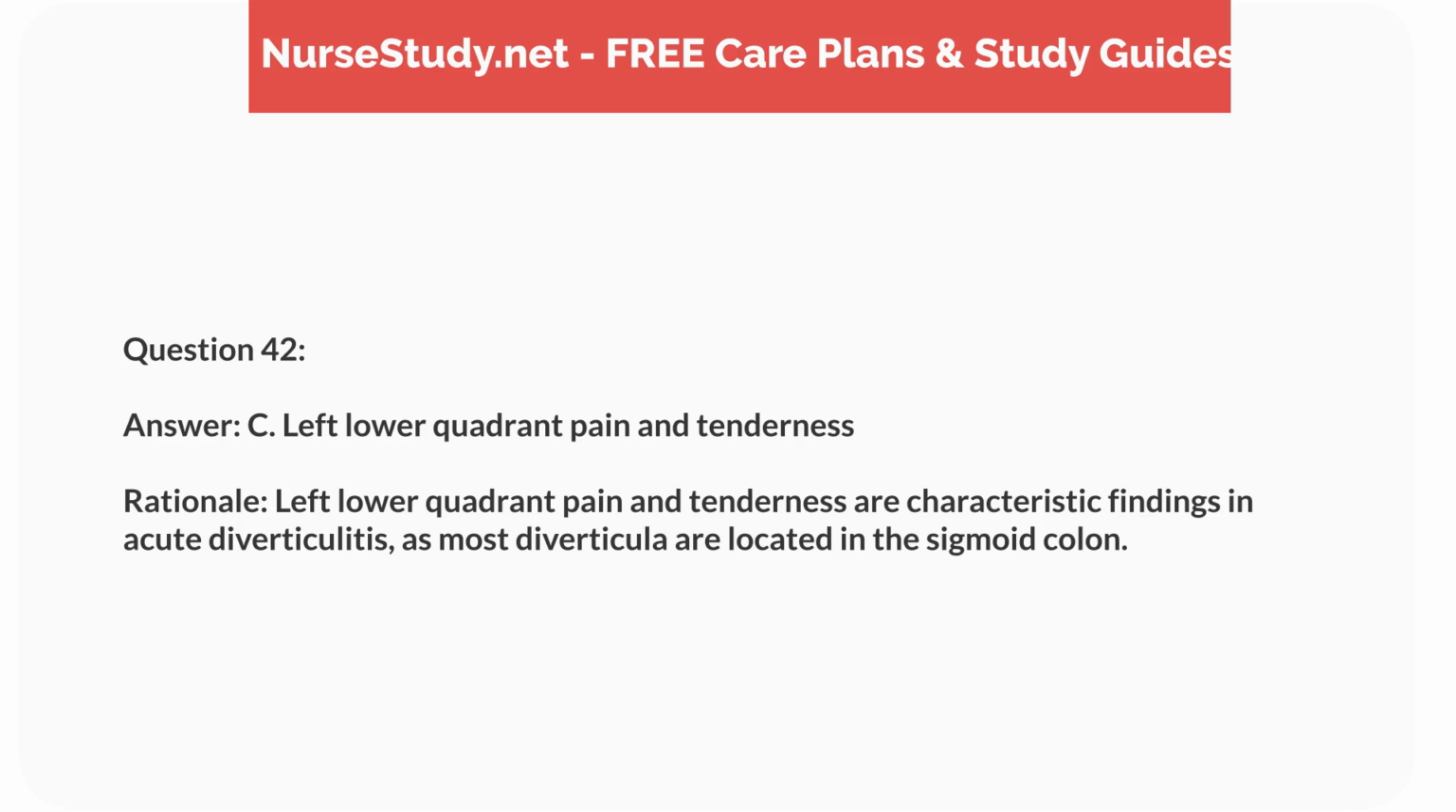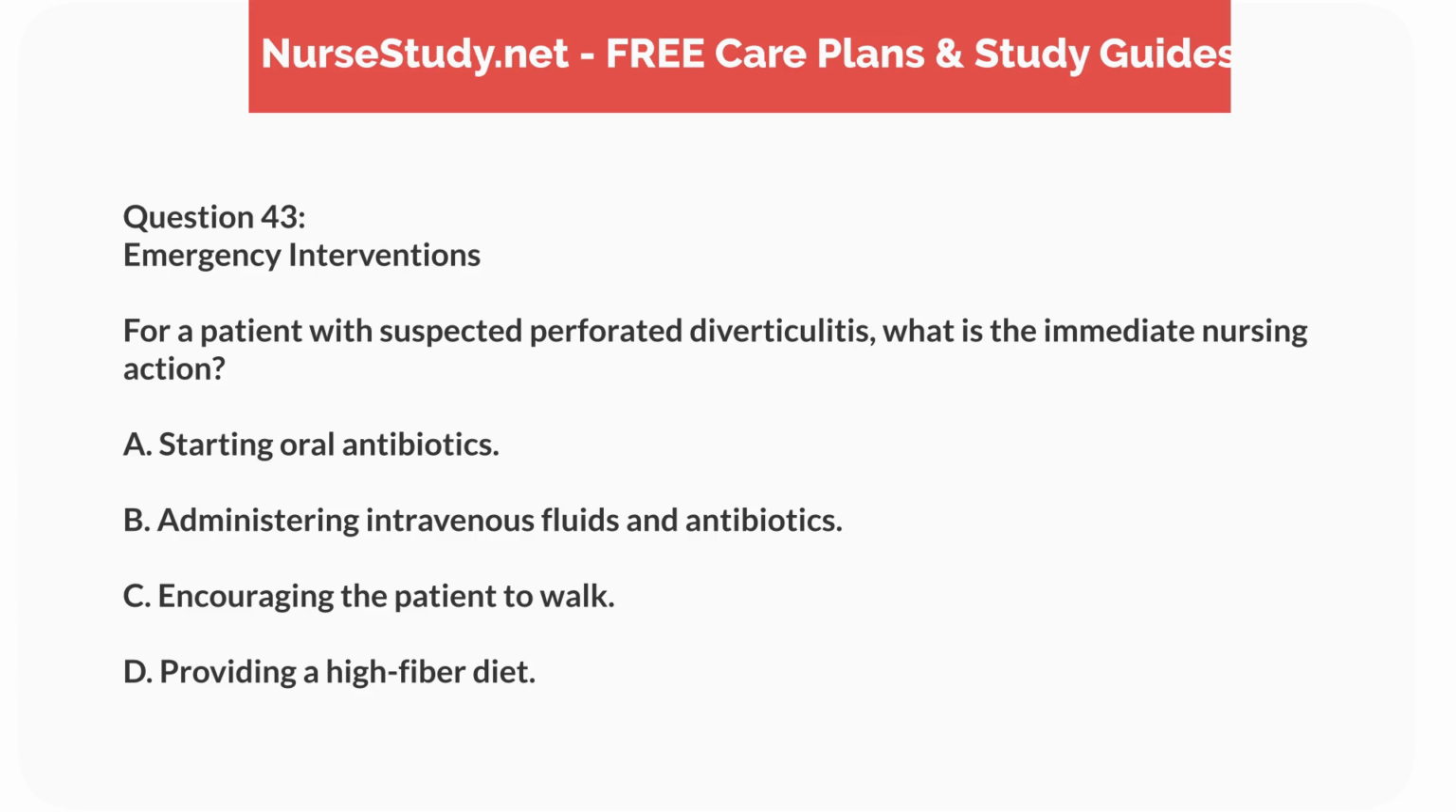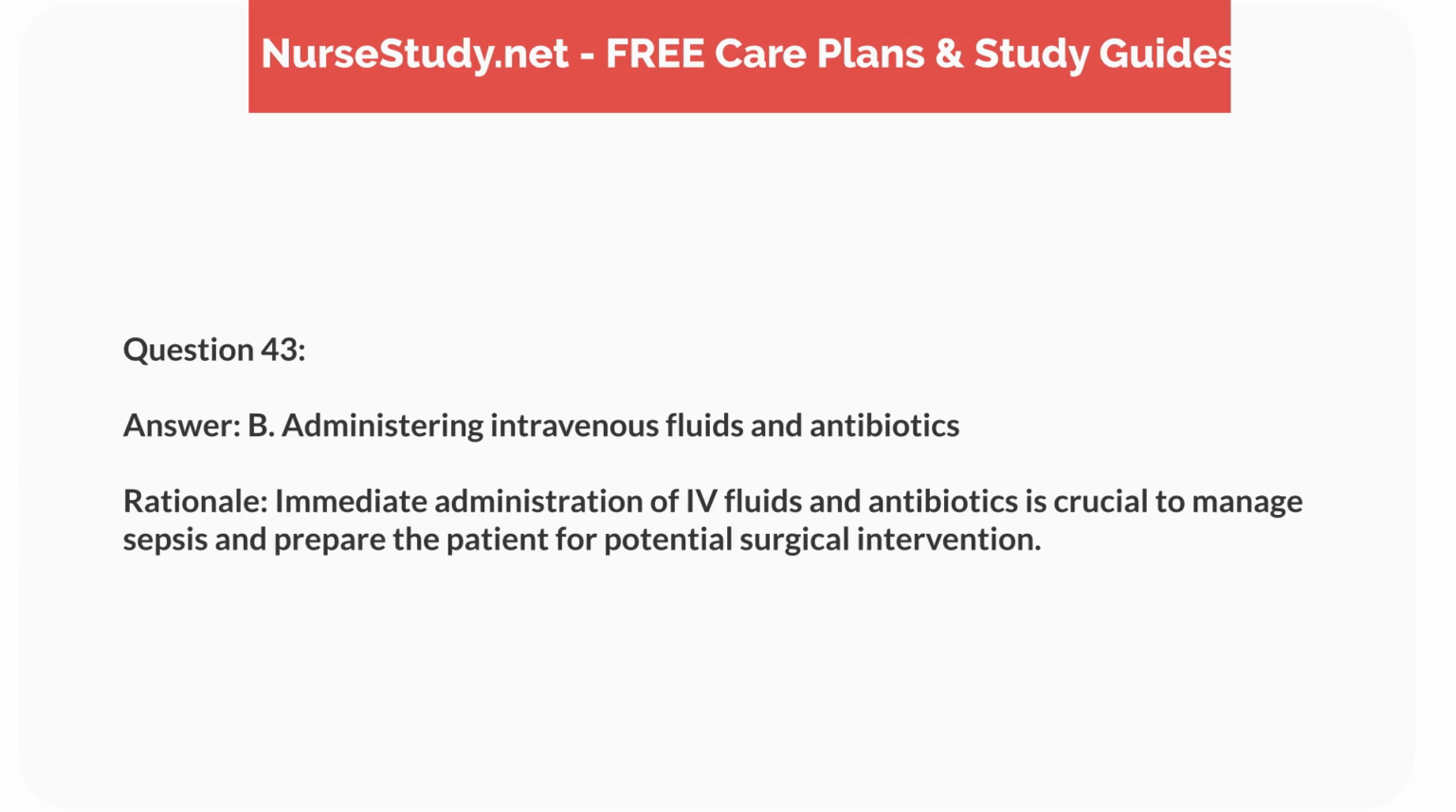Rationale: left lower quadrant pain and tenderness are characteristic findings in acute diverticulitis, as most diverticula are located in the sigmoid colon. Question 43. Emergency interventions. For a patient with suspected perforated diverticulitis, what is the immediate nursing action? A. Starting oral antibiotics. B. Administering intravenous fluids and antibiotics. C. Encouraging the patient to walk. D. Providing a high-fiber diet. Answer: B. Administering intravenous fluids and antibiotics.